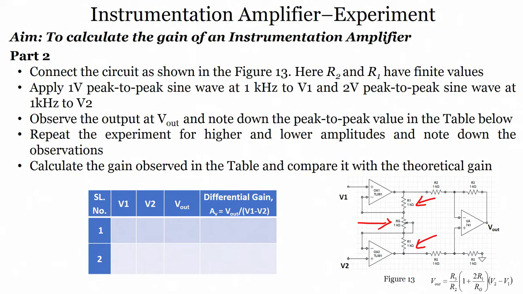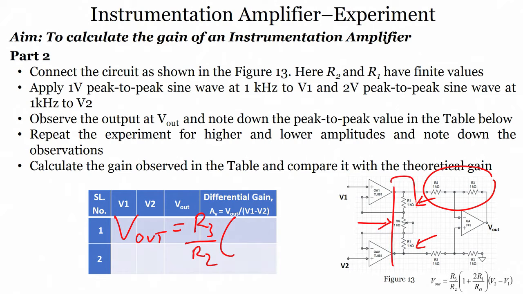So, what is the formula? If you remember, the formula would be V out equals R3 by R2, right, into the formula that you have seen for this one, 1 plus 2 times R1 by RG, into V2 minus V1, correct.